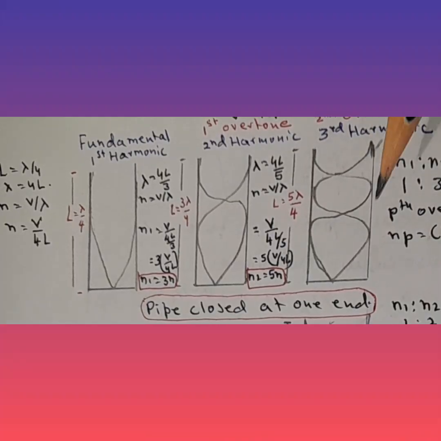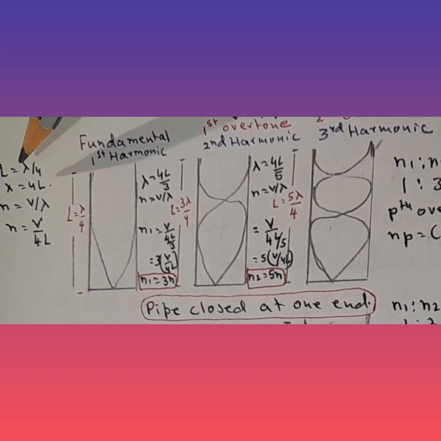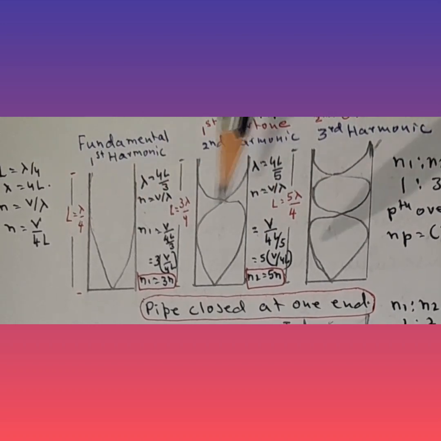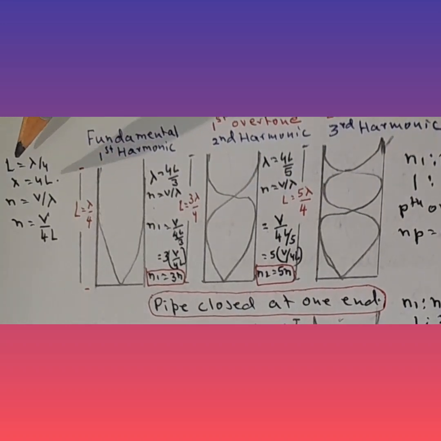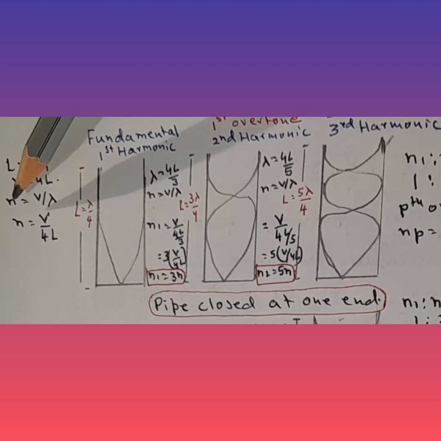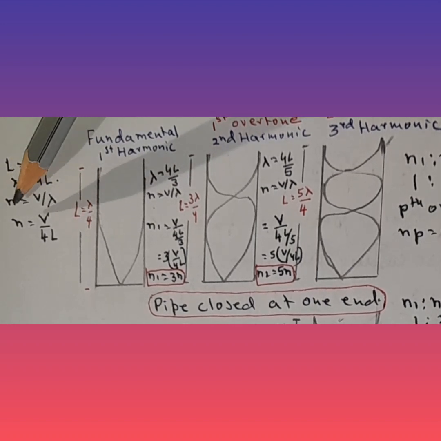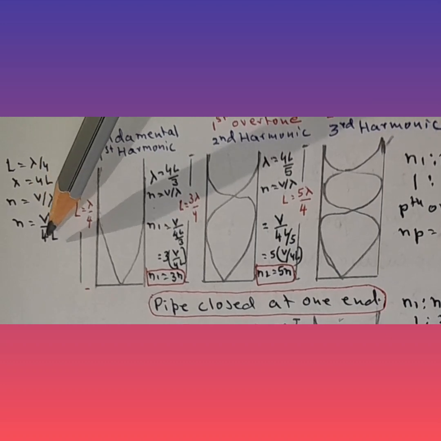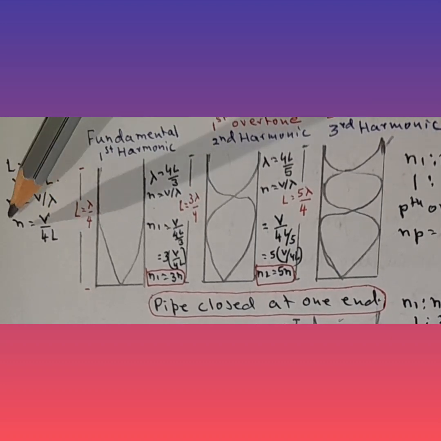Okay, having understood this, now let's proceed. We already have a relationship of length and lambda, so let's start deriving the formula for frequency for all three of these states. L is equal to lambda by 4, that we have already seen. So lambda is equal to 4L, and we know that V is equal to N lambda. So N is equal to V over lambda, where lambda is wavelength and V is velocity. So N is equal to V by 4L, because lambda is equal to 4L. So this becomes the formula for frequency for the first harmonic.